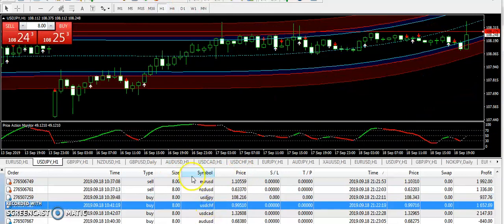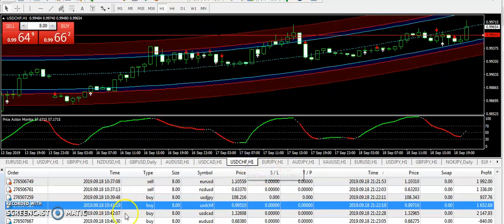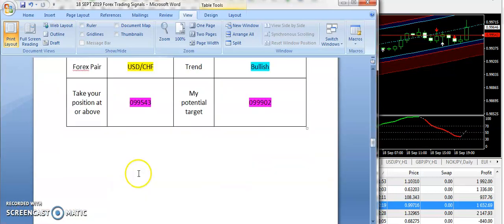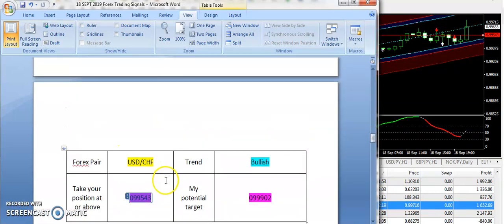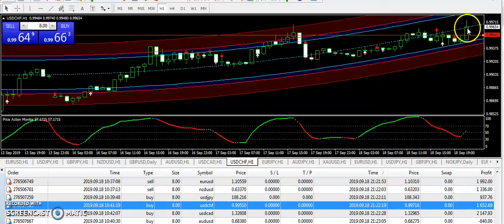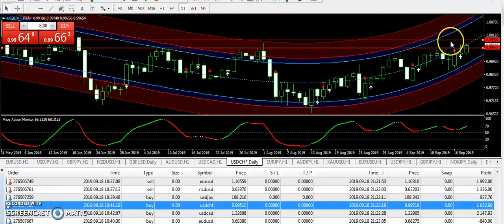Next we are going to talk about USD CHF. Okay guys, this signal is still on the way. USD CHF with a bullish expectation from 0.99543 and 0.99902 is the target price. You can see the entry is already broken, and if we look at the target price, the target price is 0.99902. So if it continues its momentum like this, then it can reach up to the target price.